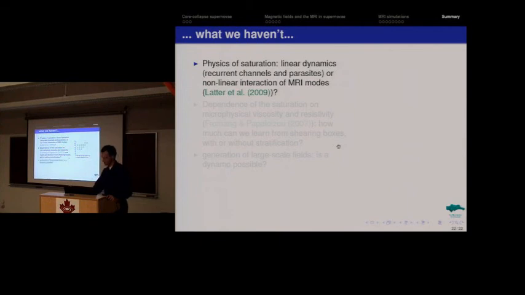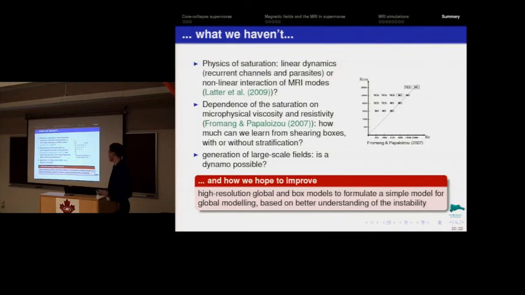And then, as shown in this plot before, perhaps we have a dynamo. It has to be investigated in more detail, and this is what we hope to do. So we have to do high resolution, now also global modeling, and to understand better the physics of the instability.